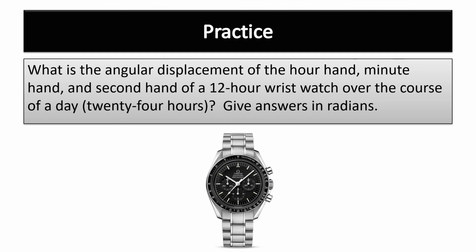All right, so this is kind of like a critical thinking one. You can practice this on your own if you want. It says, what is the angular displacement of the hour hand, minute hand, and second hand of a 12-hour wristwatch over the course of a day, or 24 hours? And I want you to give your answer in terms of radians. So it's like 3 separate problems in one. How many radians does an hour hand go through in 24 hours? How many radians does a minute hand go through in 24 hours? And how many radians does a second hand go through in 24 hours?